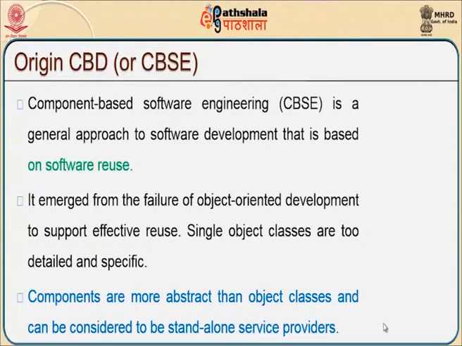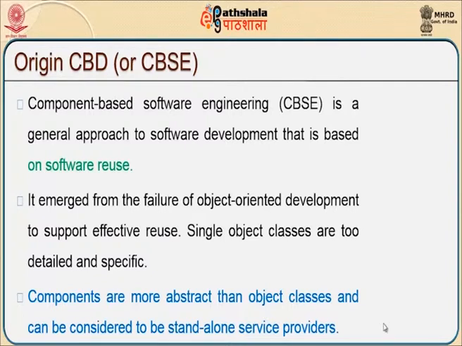Components are more abstract than object classes and can be considered to be standalone service providers. So, every component is supposed to be a standalone service provider, and as I have already told you, these can reside on individual tiers of the architecture. Whenever a specific service is required, we can call upon those services as a component and utilize them directly.